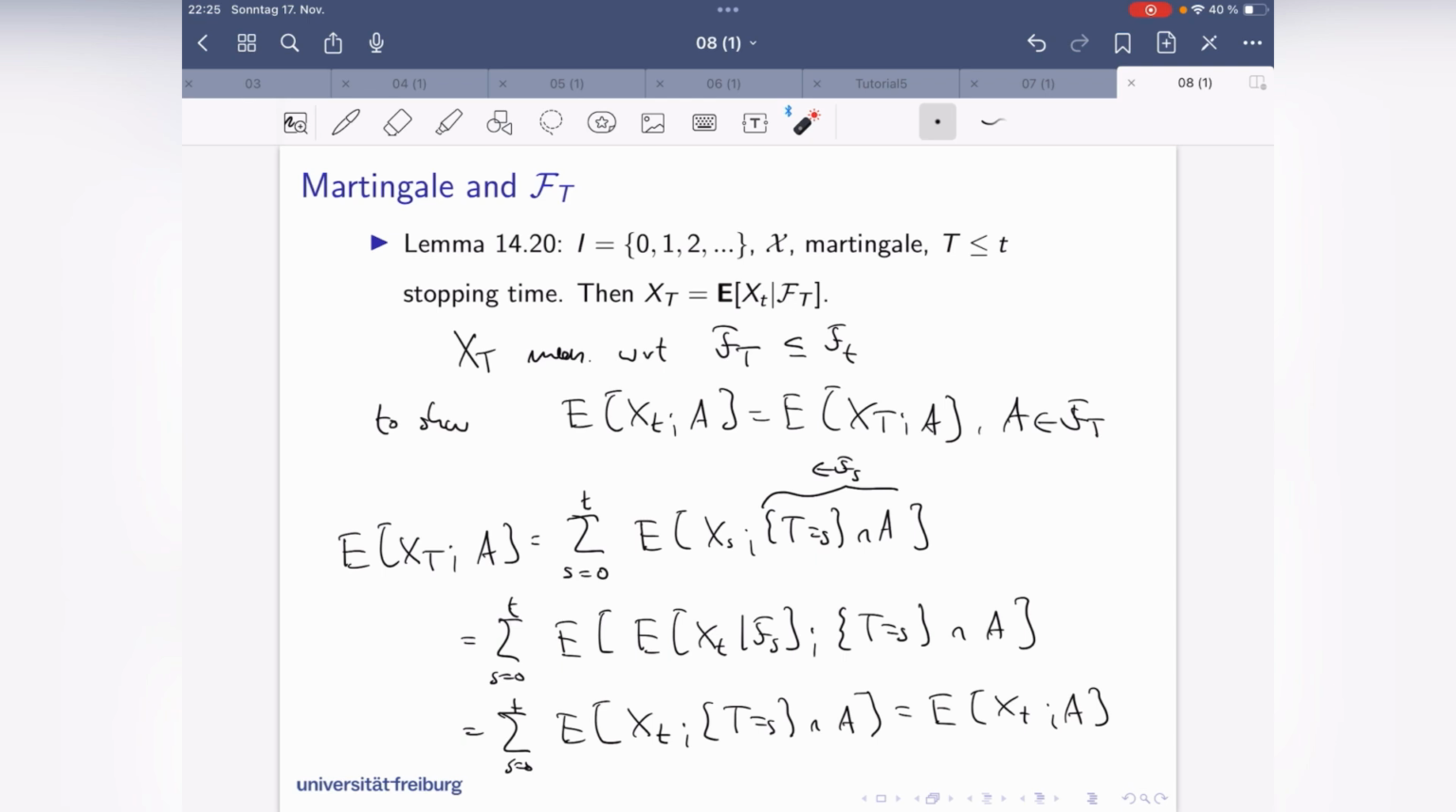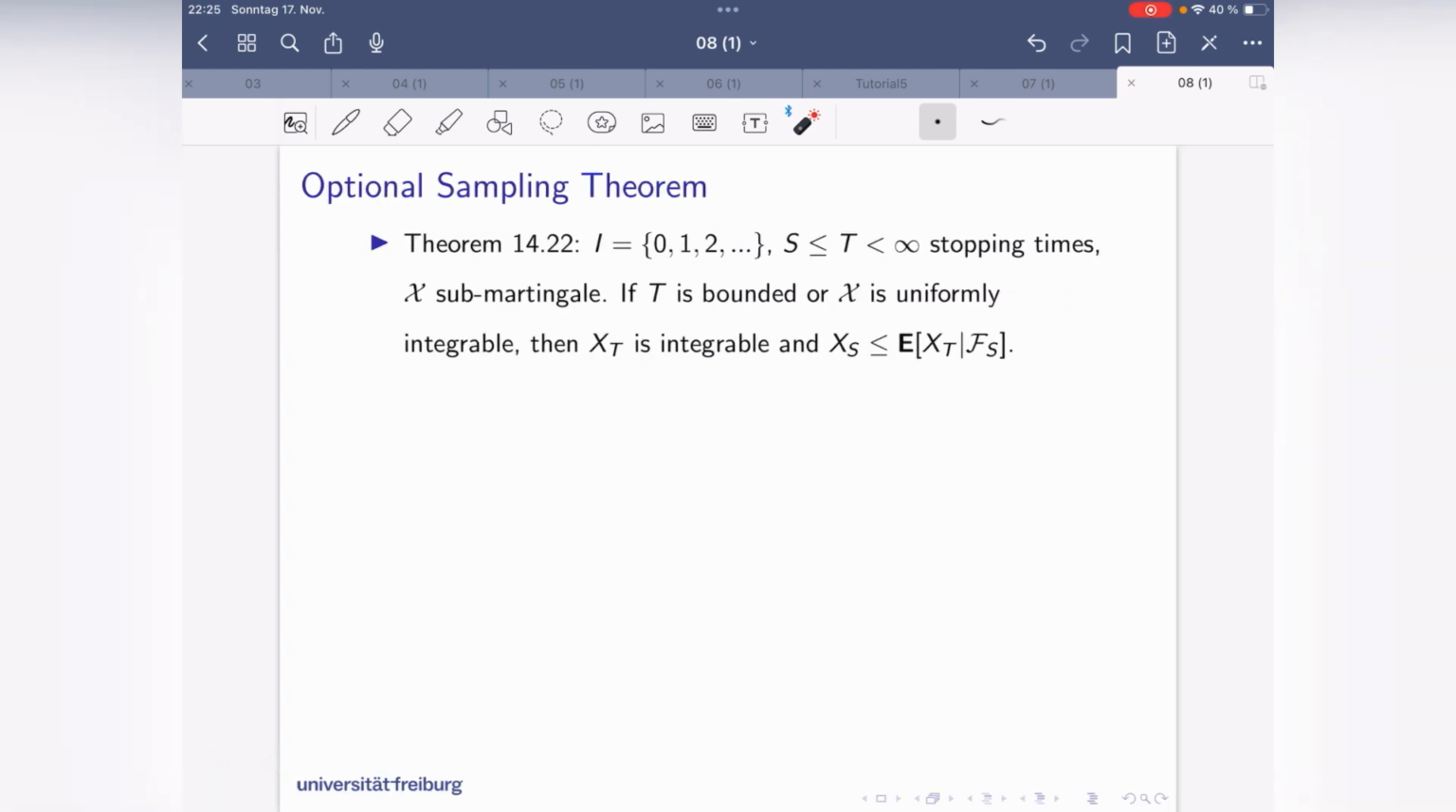And so you see, we have replaced a fixed time, small s, by a random time X_T. And what we now want to move to is the optional sampling theorem. The optional sampling theorem, we have it a bit more general. We have two random times S and T, and we want to have still that if X is a submartingale in this case here, the submartingale property also holds along random times, stopping times.